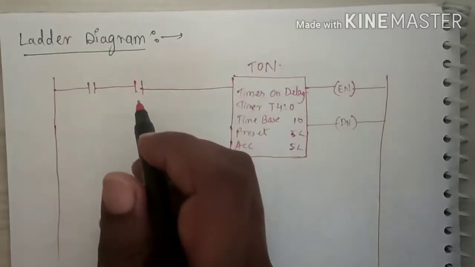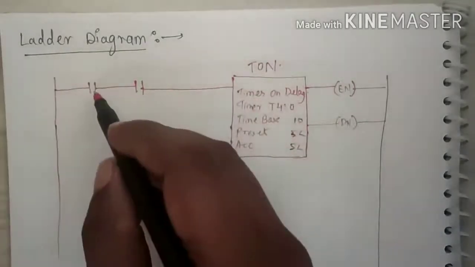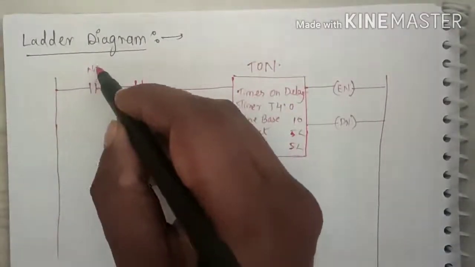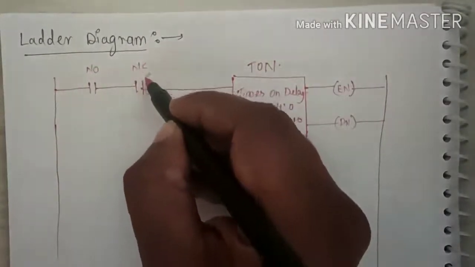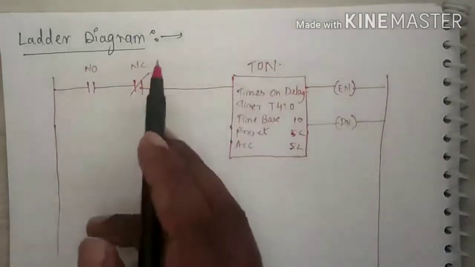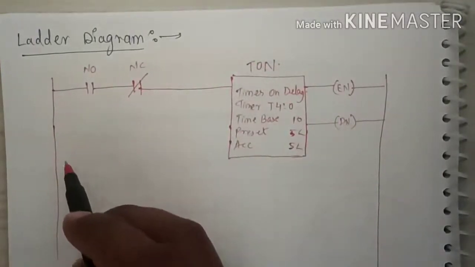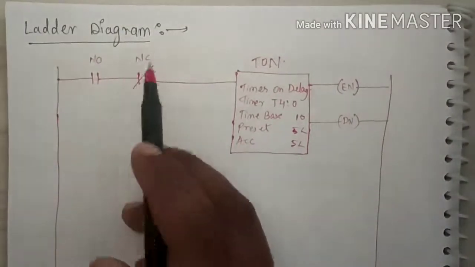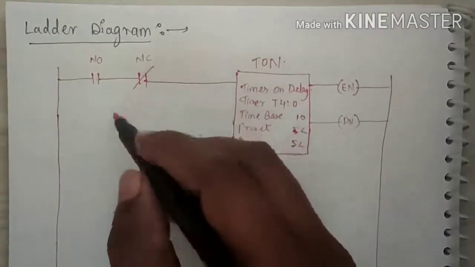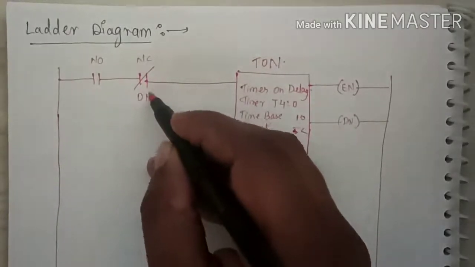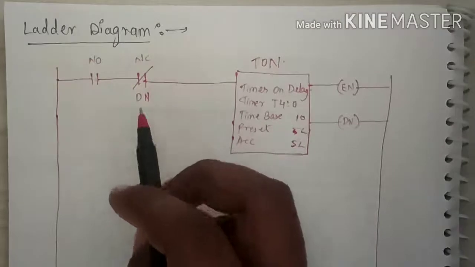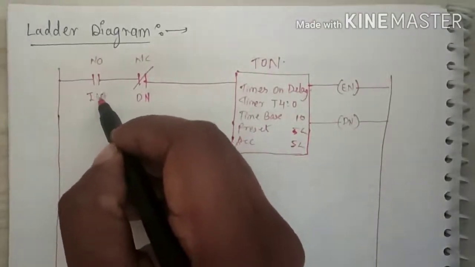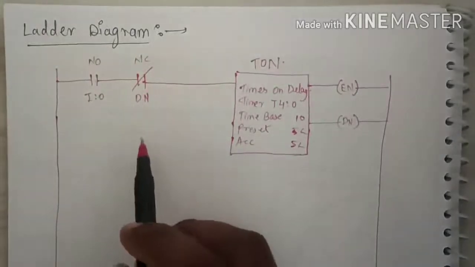Then we are giving an input here. Here are the two inputs. Let's suppose this is an NO switch and this is an NC. NC means there will be a closed contact. So these are the two inputs, right? I'll give this NC the done bit address of the timer. Then I'll give the address I:0 to the other, which is also an input.